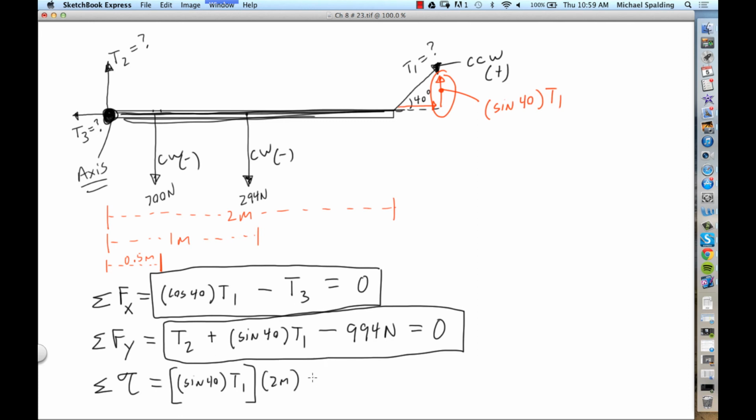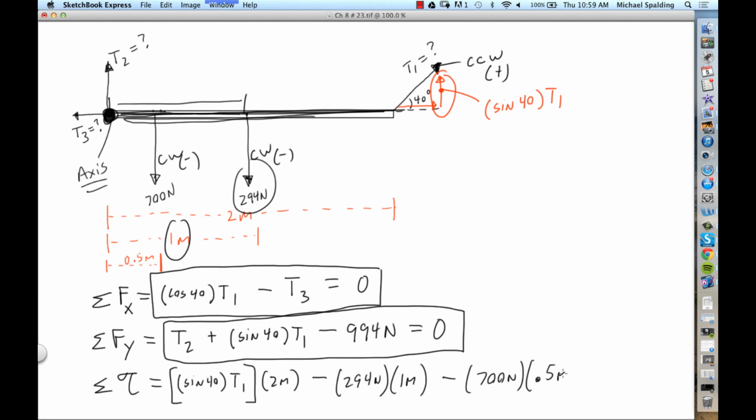It's money. Okay, now minus, let's do 294. What's the distance perpendicular to that? From the axis, what's the distance from there to there? 1. So that's going to be 294 times 1 meter. Okay, now let's go to the 700. Minus 700, what's the distance for the 700? 0.5. That's it. Okay, what will happen to the torques in this class? They will cancel to 0.